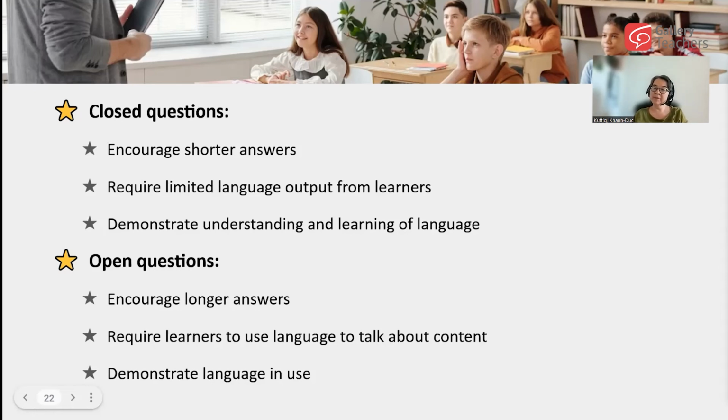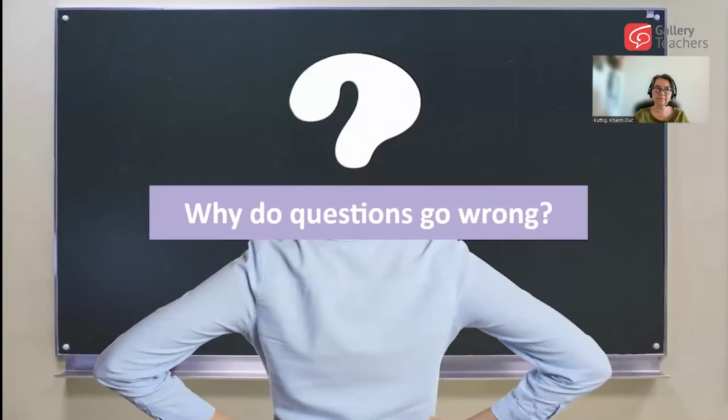So perhaps for your weaker learners, if you want to guide them, you want to help move learning and discovery, stay with the closed questions until they're confident enough and you can see, okay, they've understood the language and now I'm going to guide them towards using language. Then you move towards open questions.